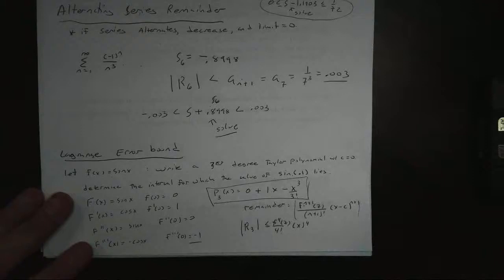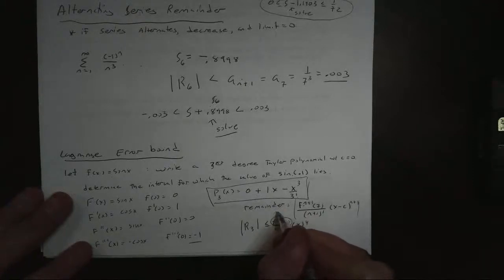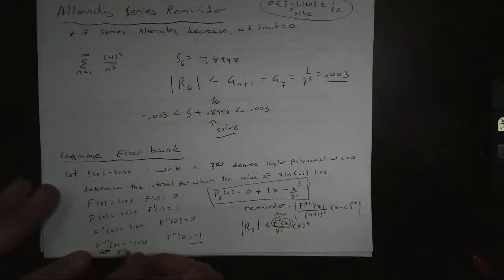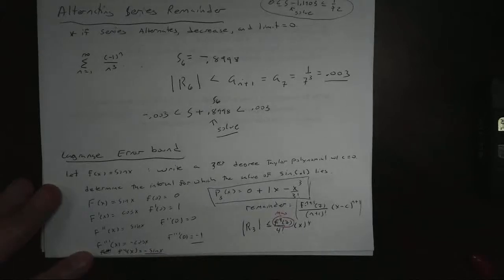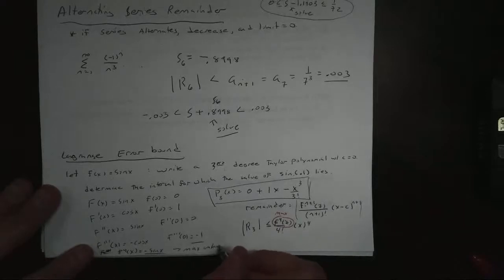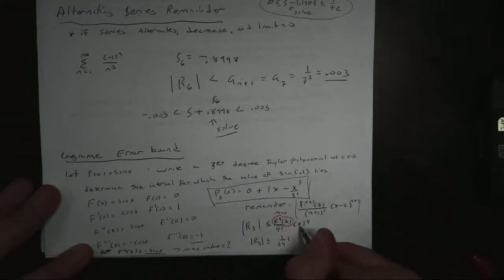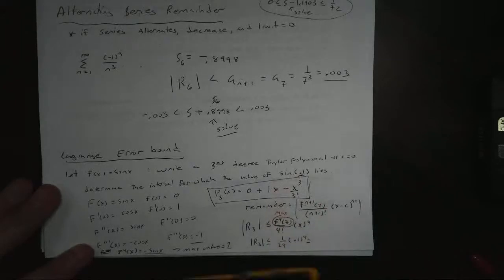So our question here is we need to find the maximum value of the fourth derivative. Well, to do that, I have to take the fourth derivative. My fourth derivative of x is negative sine of x. Well, it's sine. What's the maximum value sine can be? Yeah, 1. Its max value is 1. So that's what goes here. So my remainder of my third is going to be less than or equal to 1 over 4 factorial, which is 24, times x, that's my 0.1, to the fourth. And I can just type that in.